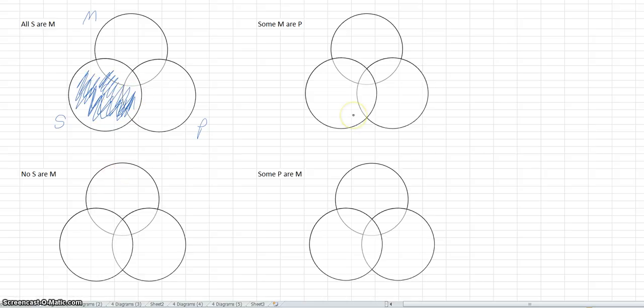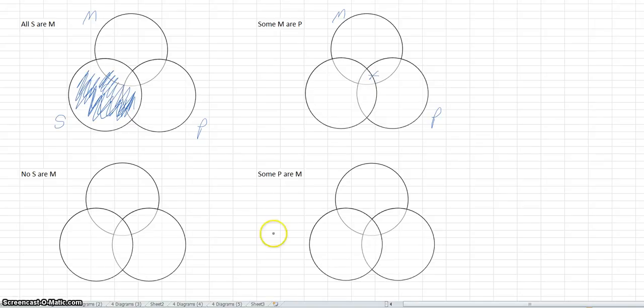If we move over to this one, some M are P, looking again that this is the middle term and this is the predicate, we're going to put the X on the line. The reason for that is, once again, we don't know if the M's that are P are in this section or this section, so we combine those 2 sections. It shows us that we have some type of membership in the football arena.